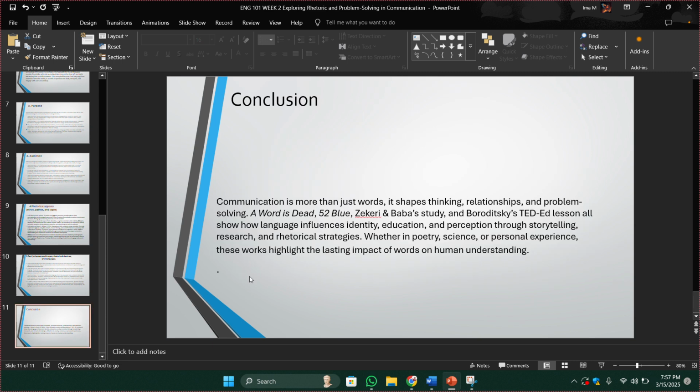So in conclusion, communication is more than just words. It shapes thinking, relationships, and problem solving. The articles "A Word Is Dead," 52 Blue, Zakaria and Baba's study, and Boroditsky's TED Talk all show how language influences identity, education, and perception through storytelling, research, and rhetorical strategies. Whether in poetry, science, or personal experience, this work highlights the lasting impact of words on human understanding.